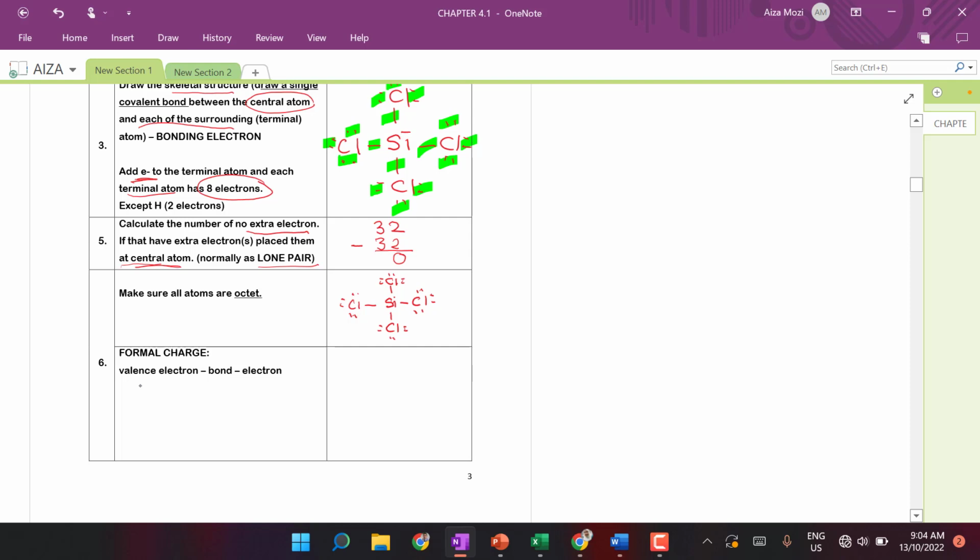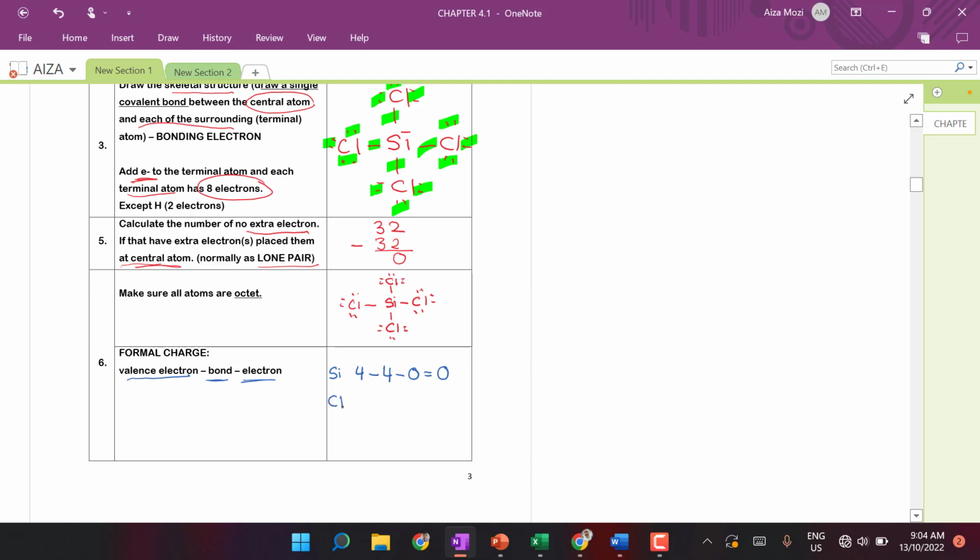So how to calculate formal charge? Valence electrons minus bonds minus electrons. So for silicon, the valence electron count is 4. So around silicon you have 4 bonds. So there are no electrons. So the formal charge is 0.